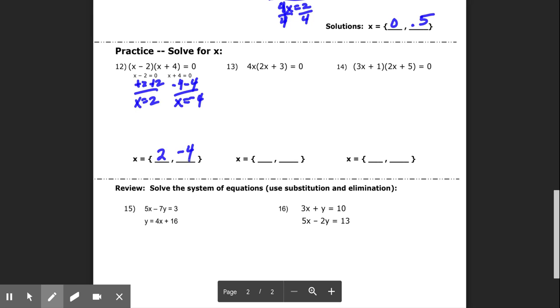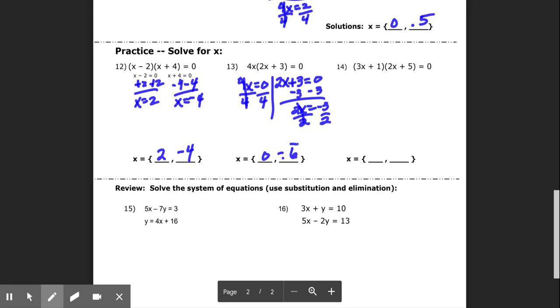Number 13, 4x equals 0. So you divide both sides by 4. So x is equal to 0. And then I'm just dividing the two factors in half so you can see my work. Subtract 3. So 2x equals negative 3, divided by 2. So that would be a negative 0.6 repeating.